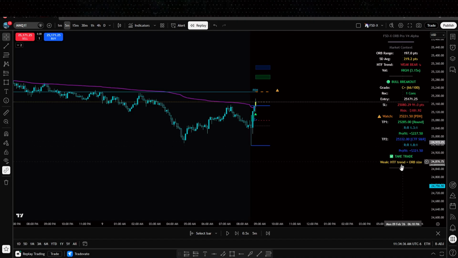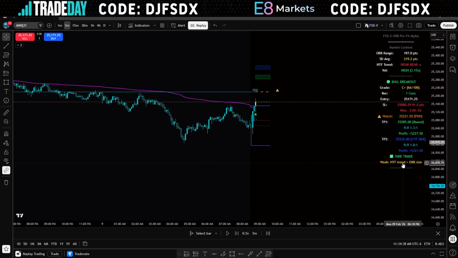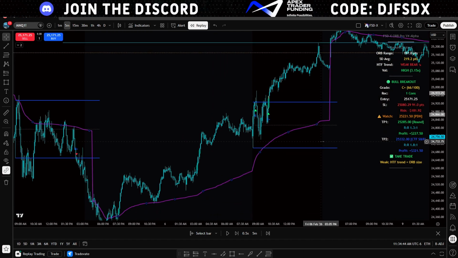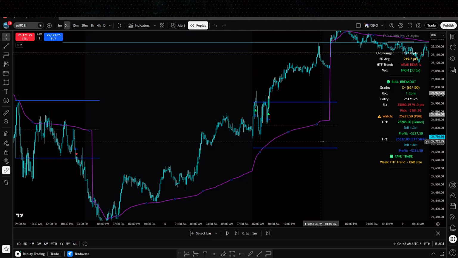And then if we look at the week, it says it's a counter trend, and the ORB is a little off. But yeah, that's how you can use it, and that's how you can look at everything. You guys have any questions or anything?